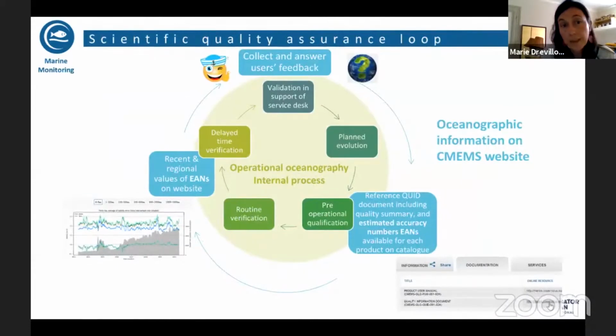So we can also see that as a scientific quality assurance loop that we have in the service. And so we start from the user's feedback, and at the stage of the pre-operational qualification, we issue the reference documentation, which is available online next to the product itself. And then at the delayed time verification stage, we can update regularly the EANs, the estimated accuracy numbers, that are published on the website.